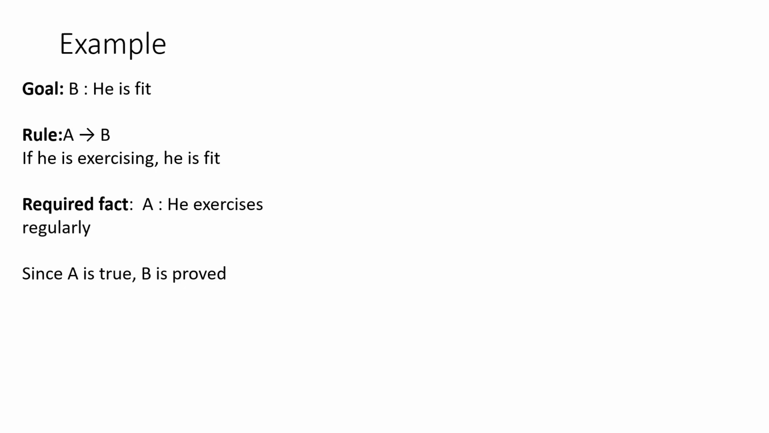Here you can see the rule for he is fit, but there is a condition: if he is exercising. So we check in the working memory whether any fact is available that he is exercising. The required fact is he exercises regularly. If that particular fact is available in the working memory, then A is true and B is true.